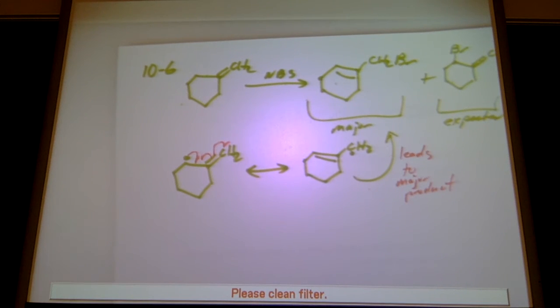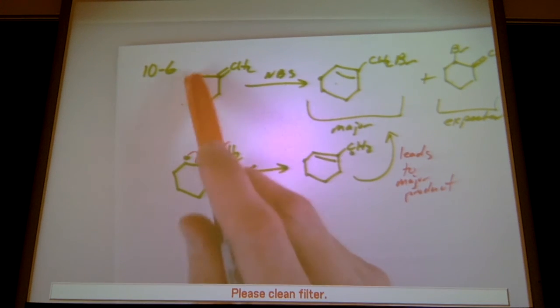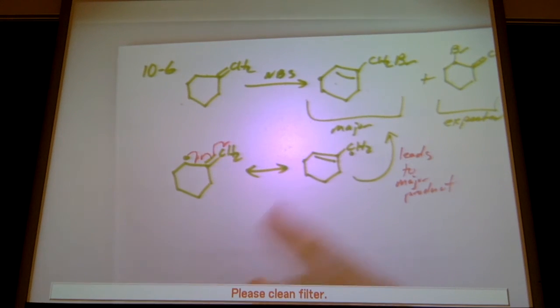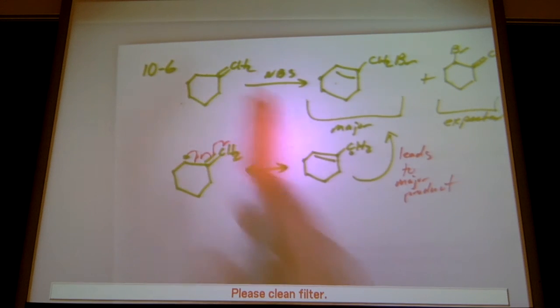So when you do this reaction, not only do you have to look at the adjacent positions and put bromines there, you also have to look at the resonance forms of the intermediates and look at those as possible products as well. So it makes this type of reaction very difficult if you do not have a symmetric alkene like was on the very first one. Let's look at another problem. Let's look at 10-7, part B.